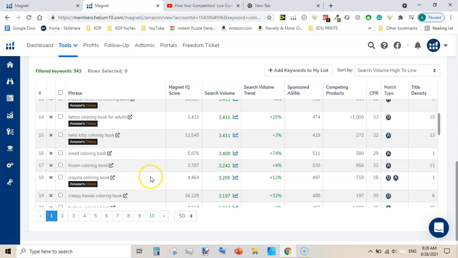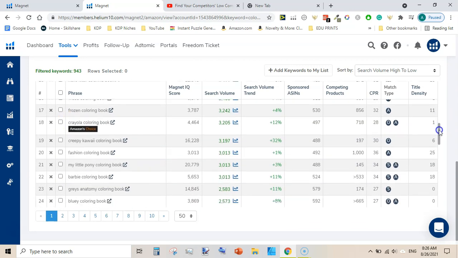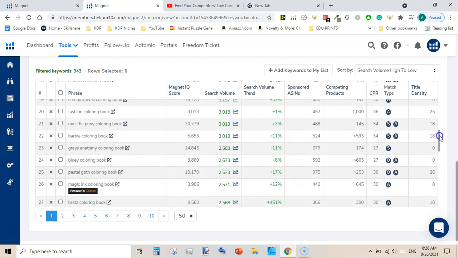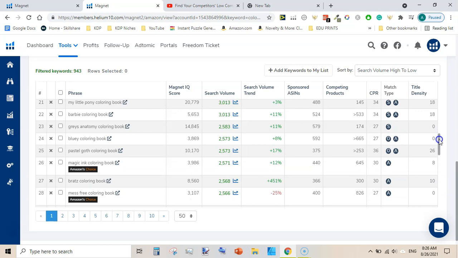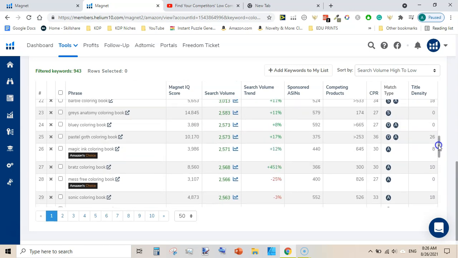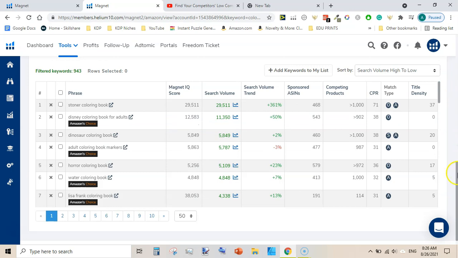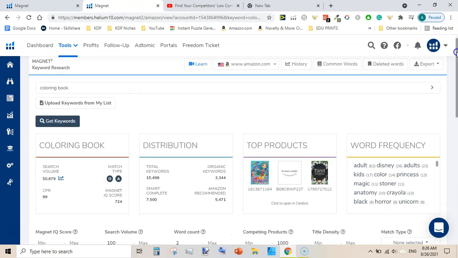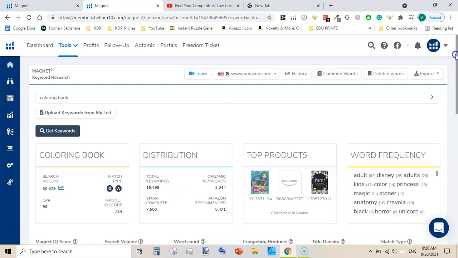Frozen coloring book. Crayola. This may be a brand name. I think this is a brand name. Creepy Kawaii coloring book. Very good niches here. My Little Pony coloring book, Barbie coloring book, Grey's Anatomy coloring book, Bluey may be a brand. Pastel Goth coloring book, Magic Ink coloring book, Bratz coloring book, Mastery coloring book. A lot of niches you can find using this Magnet tool and applying these simple filters.